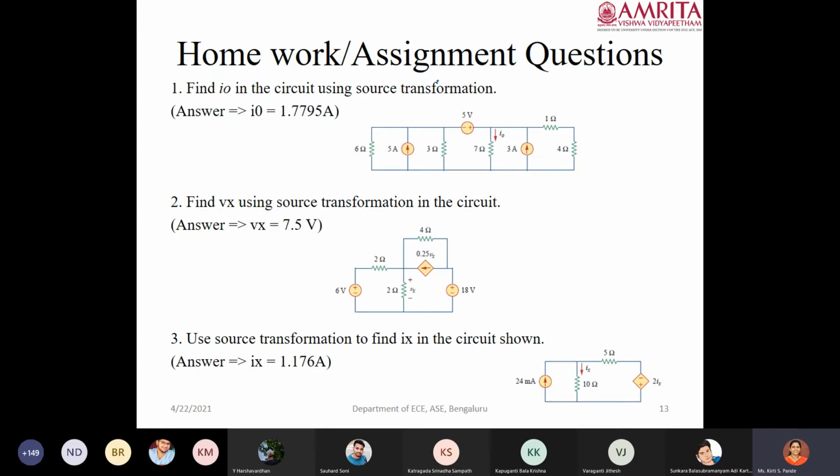So I'm not giving you 10 or 15 homeworks. For one topic, some 3 to 4 or maybe maximum 5. So will you solve these? Yes, ma'am. Before you come for the next class.